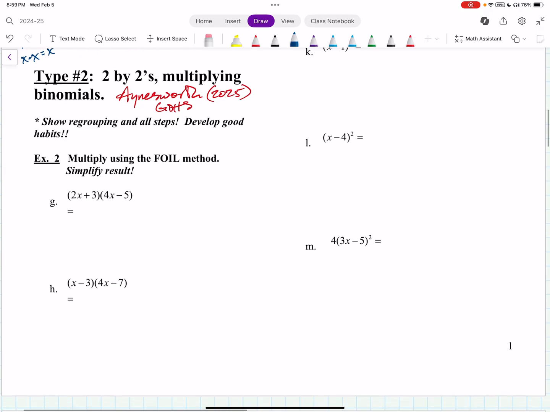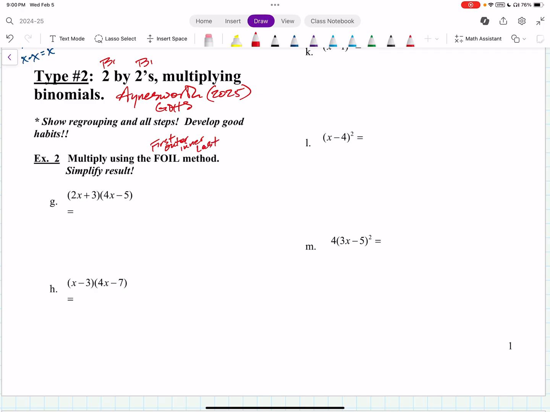Binomial, bi means 2, as you guys know. When you take a binomial times a binomial, both of them contain 2 terms, and I just call them 2 by 2s for short. You use the distributive property, or if you've learned the FOIL method, you can use the FOIL method, which is the distributive property. It's the acronym FOIL: first, outer, inner, last. If you don't know that, don't worry about it. If you just know the distributive property, that's all you really need.